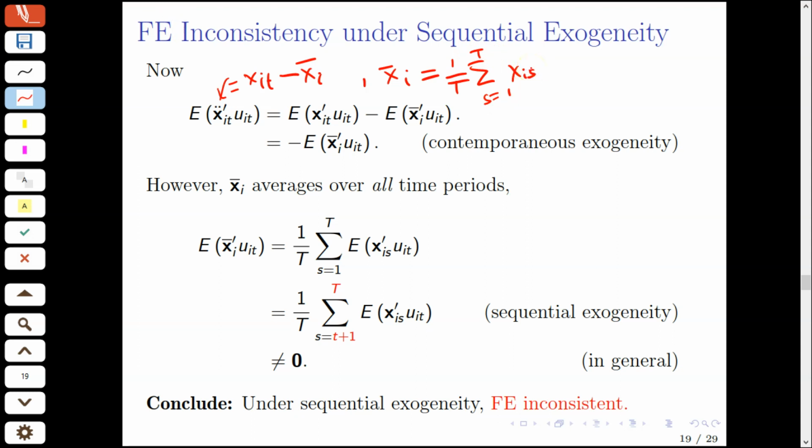Now, substituting in for the within-transformed regressor or time de-meaned regressor and distributing the expectation onto each part of the difference, we get this expression. And note here that the first expectation involves regressors and idiosyncratic errors from the same period, which means that it vanishes under our assumption of sequential exogeneity, implying contemporaneous exogeneity. Hence, we're left to deal with the second expectation, that is the mean of the time de-meaned regressors multiplied with the idiosyncratic error in period t.